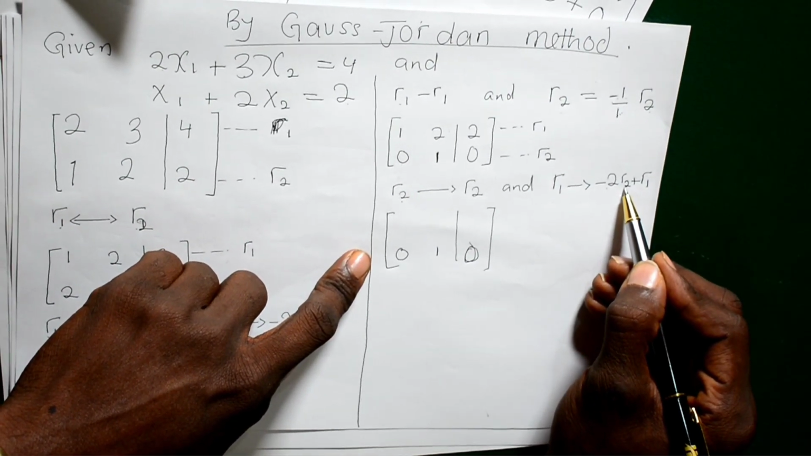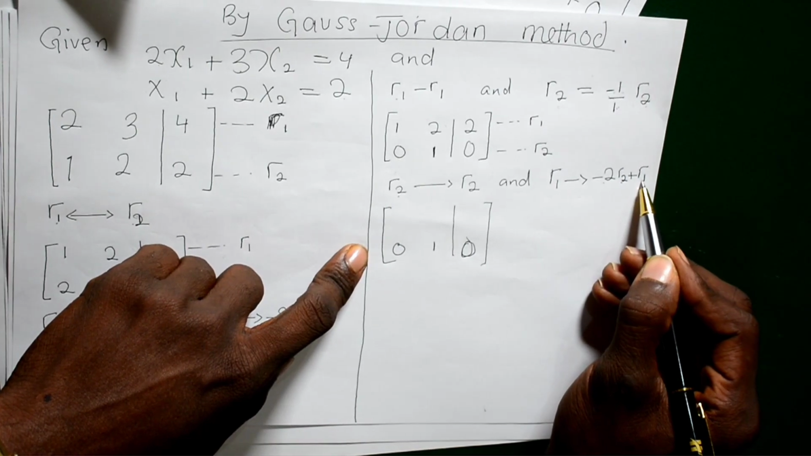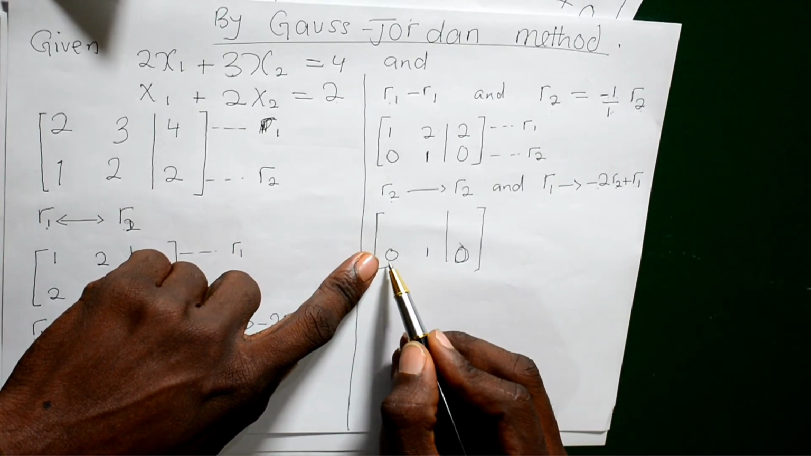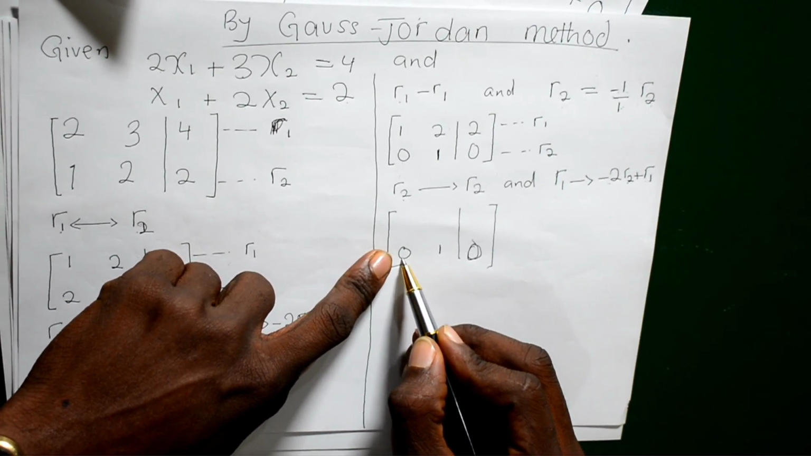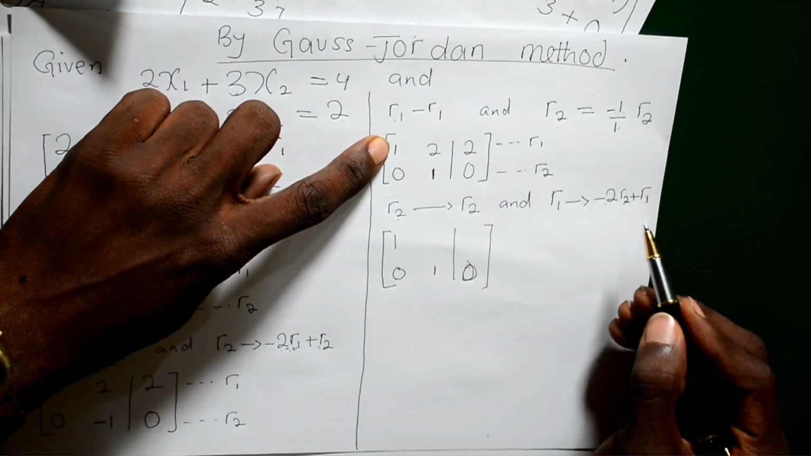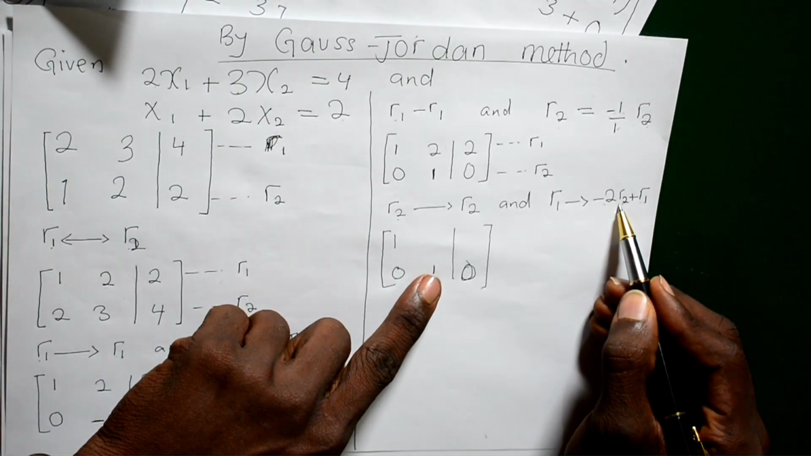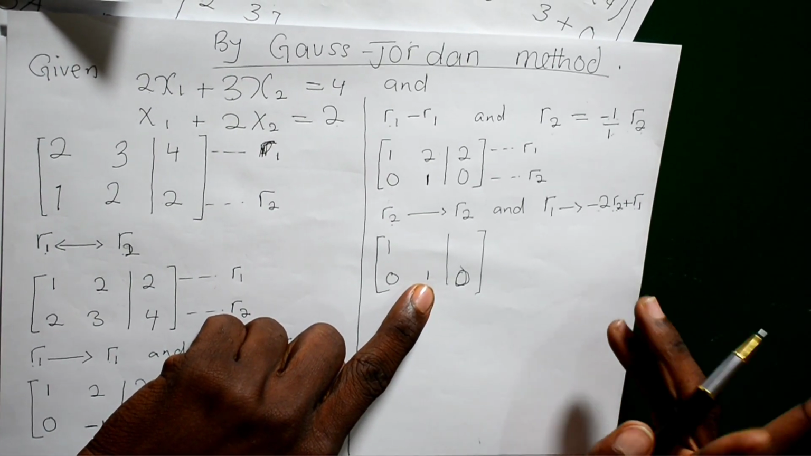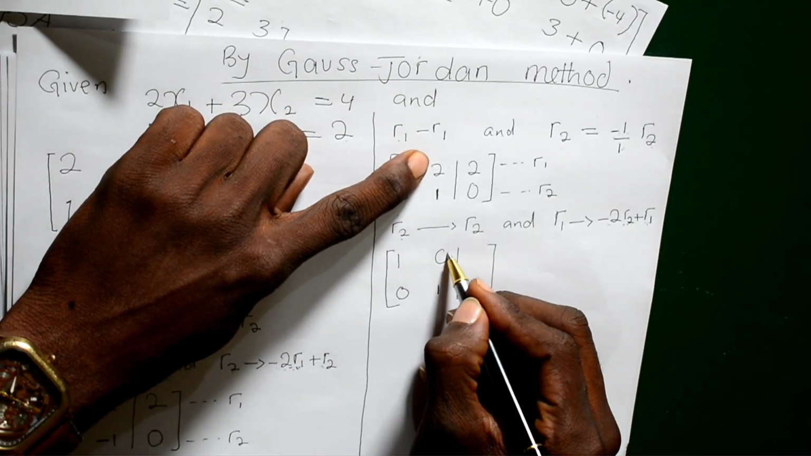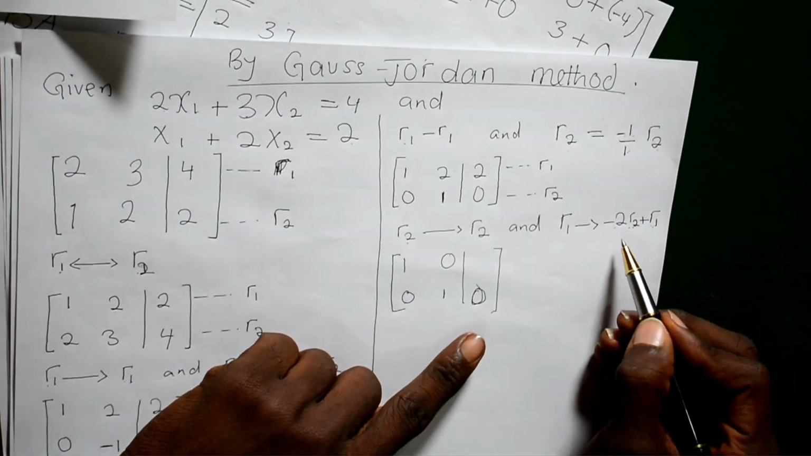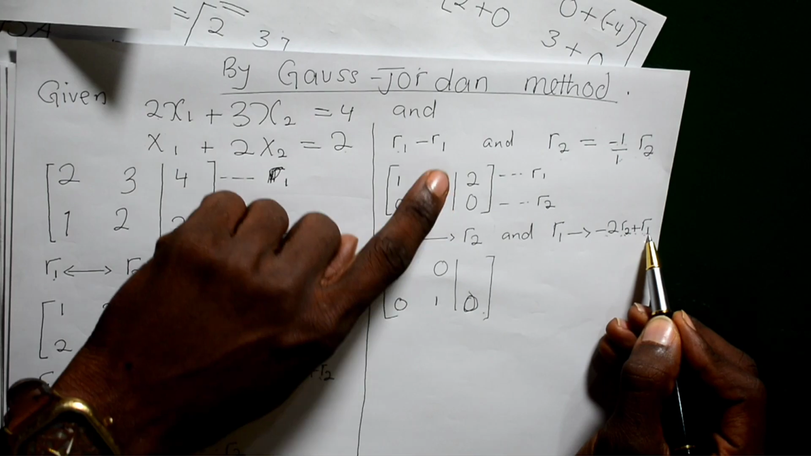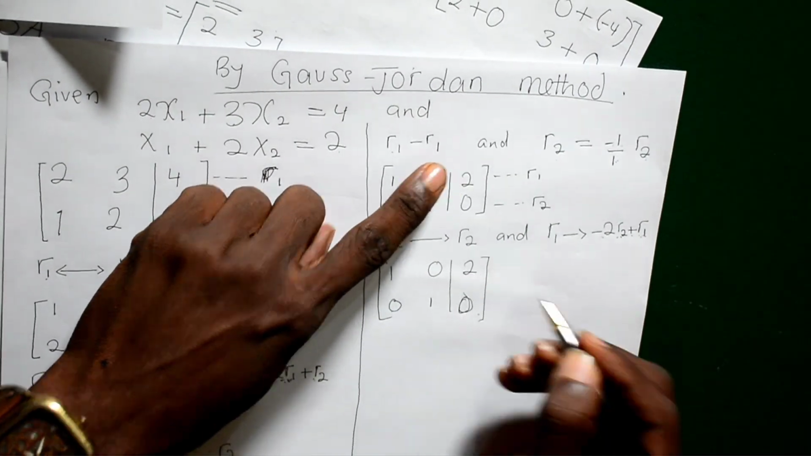-2 times row 2 plus row 1. That means -2 times row 2 is 0. That means 0. Then plus row 1, that is 1. Then -2 times row 2, -2 times 1. Then plus row 1, that is 2. This is 0. Then -2 times row 2, that is -2 times 0 plus row 1, 2, that is 2.